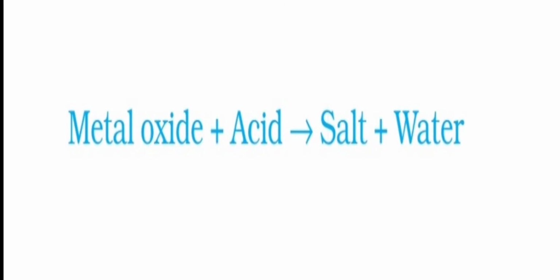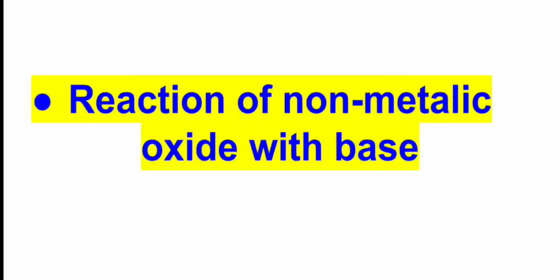What will be the result of metal oxide reacting with an acid? Yes, we will get salt and water. Finally, the last chemical property, reaction of non-metallic oxide with the base. We can see what will happen. A non-metallic oxide reacts with a base.